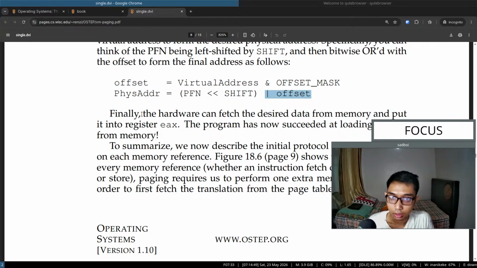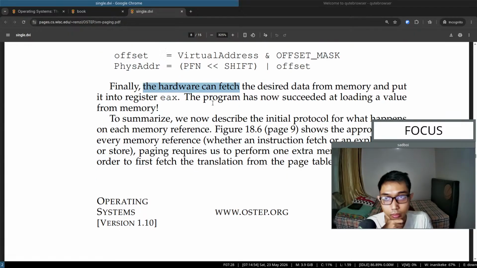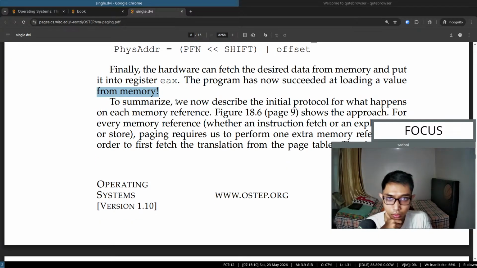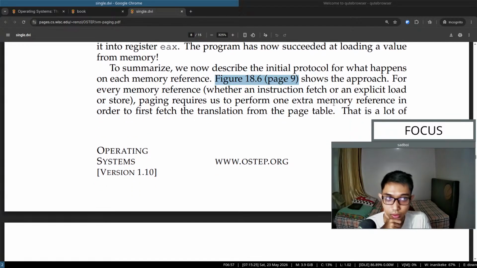Okay, finally the hardware can fetch the desired data from memory and put it into register EAX. The program has now succeeded at loading a value from memory. To summarize, we now describe the initial protocol for what happens on each memory reference. Figure 18.6 on page 9 shows the approach.